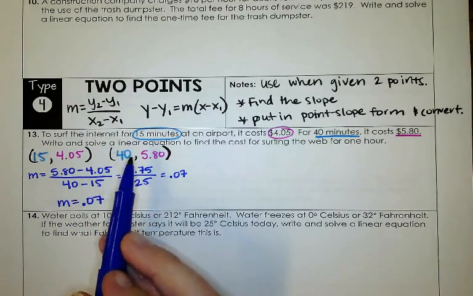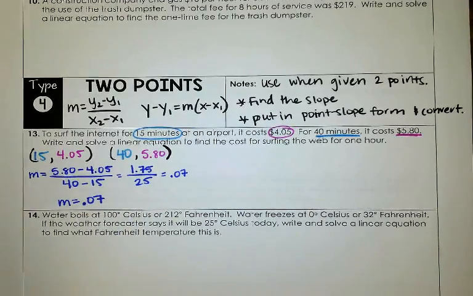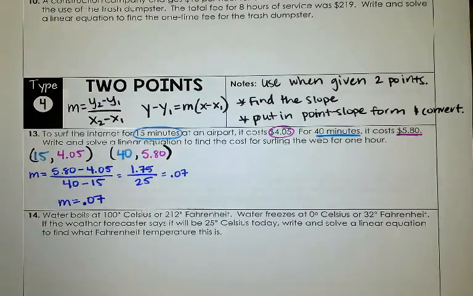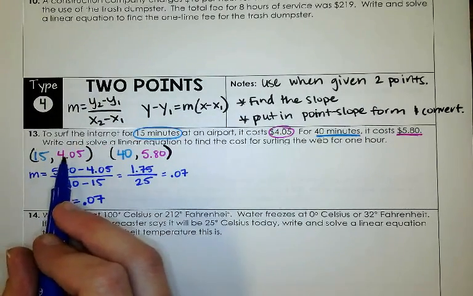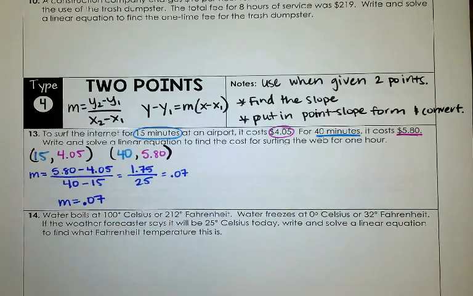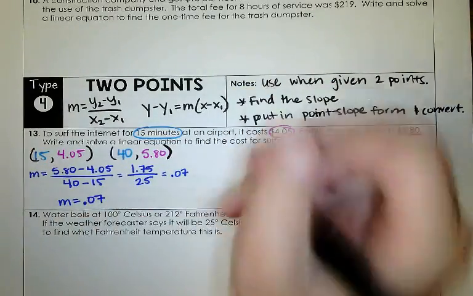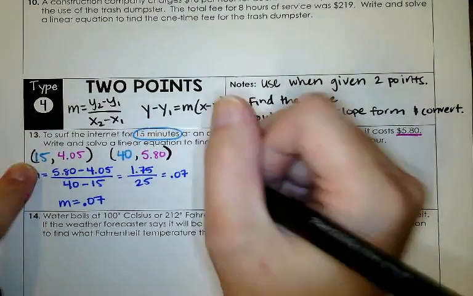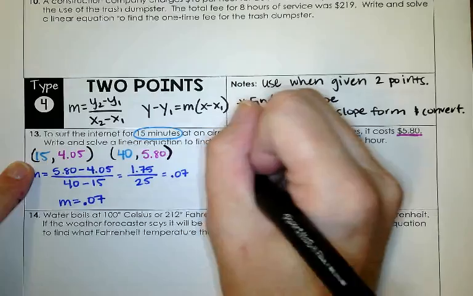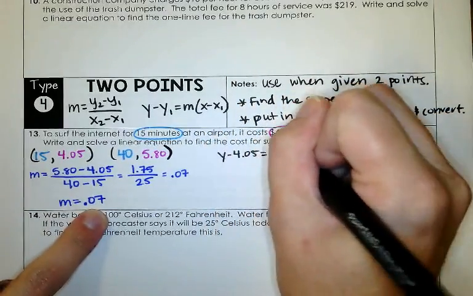Interesting. Okay? So now that we know our m, and now that we have a point, can we write an equation? Absolutely. Let's do it. So does it matter which point I pick? It does not. I'm going to pick the first one because those are smaller numbers. That's the only reason why. Okay? So we're going to say y minus 4.05 is equal to 0.07 times (x minus 15). Do y'all feel good about that?